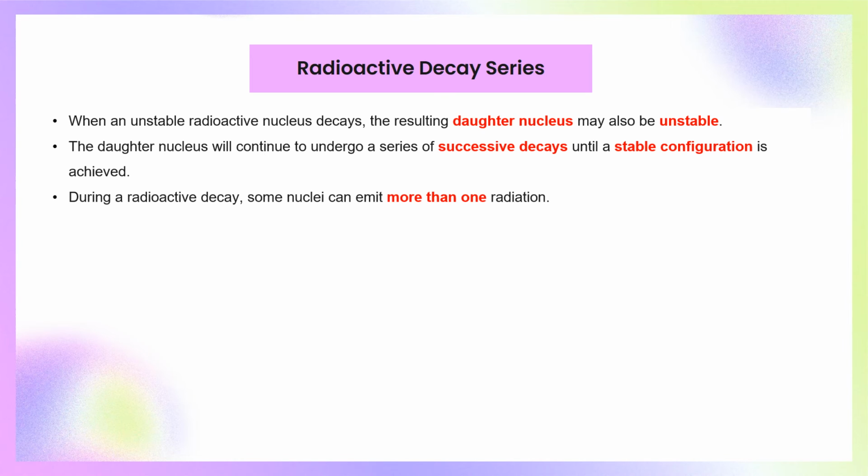During a radioactive decay, some nuclei can emit more than one radiation. Let's look at an example of a decay equation. Uranium undergoes the decay process and produces thorium, helium, which is an alpha particle, and also gamma. So this is an example of a radioactive decay series, where you can see here there are two types of radiation, which are the alpha particle and also the gamma ray.